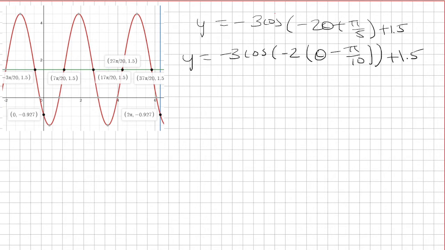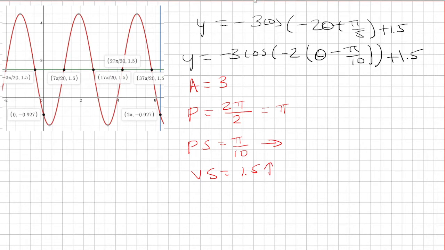Now from this we can get the amplitude. That's going to be the number in front of the cosine, and we're going to keep the positive version of it, which is 3. The period is 2 pi over the coefficient of theta, which is 2, again ignoring the negative. And now we need a phase shift. So the phase shift is pi over 10 to the right, and the vertical shift is going to be 1.5 up.